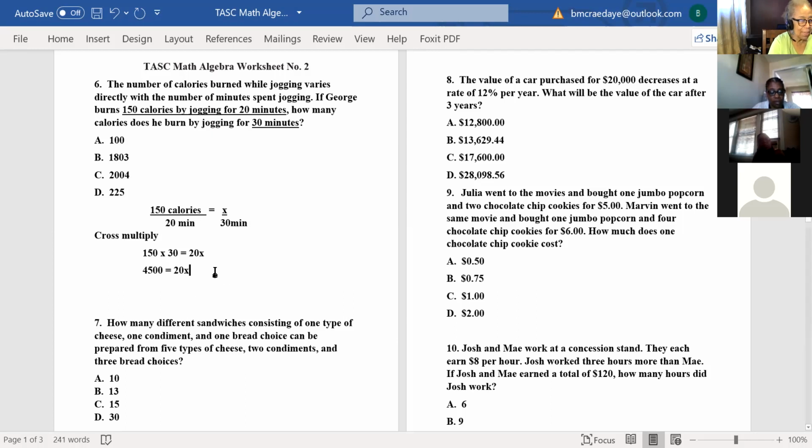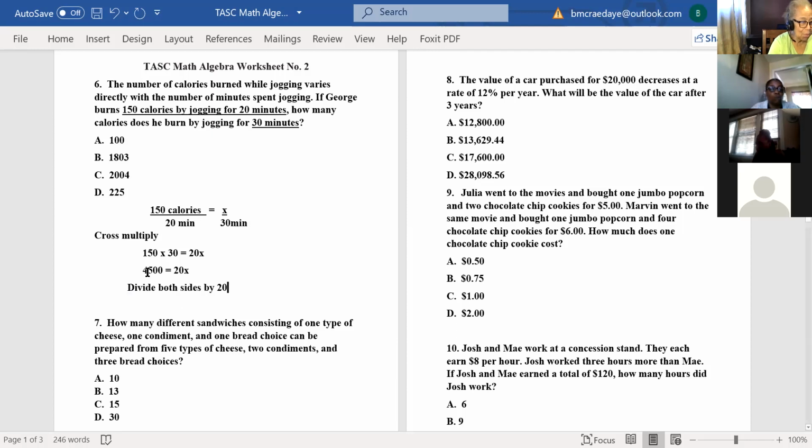Now, what do we do next? What we do on one side, we have to do on the other side because we have to solve for x. 20x is a multiplication. What's the opposite of multiplication? Division. So what do we divide by? You divide both sides by 20. That's right.